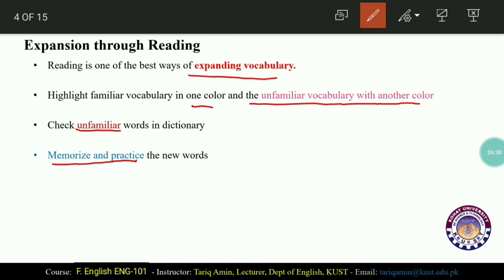Because I've come across different difficult words and I've checked their meaning too. But still, when in another reading process or in another book I come across such words, it becomes highly difficult for me to memorize or to recall the meaning of those words because I haven't practiced them. You need to memorize and practice the new, unfamiliar words if you want to learn them.